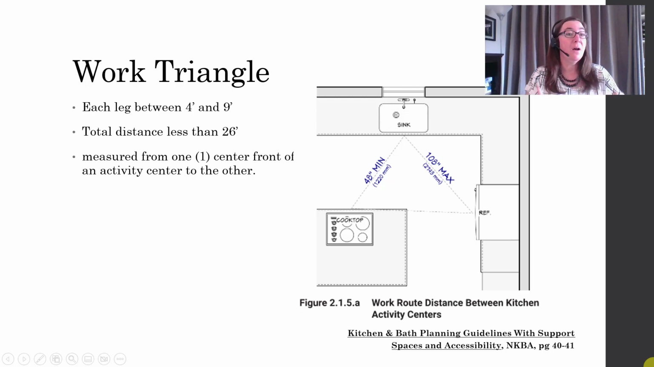Also, when you take all three legs together, you want a total distance, kind of the perimeter of your triangle, of less than 26 feet. This just ensures that you're not maximizing every leg of the triangle and making your general kitchen routes too long. And finally, when you're measuring these, measure from the center front of each of those activity centers.